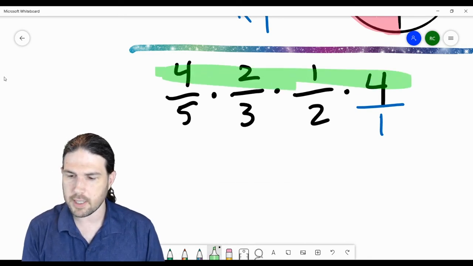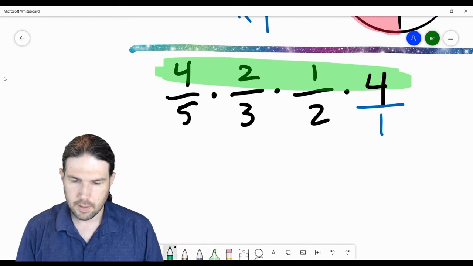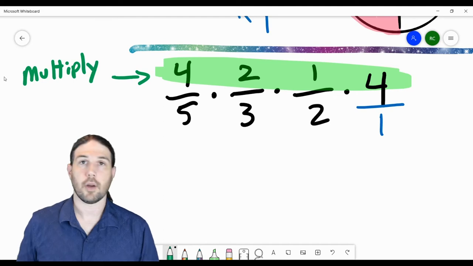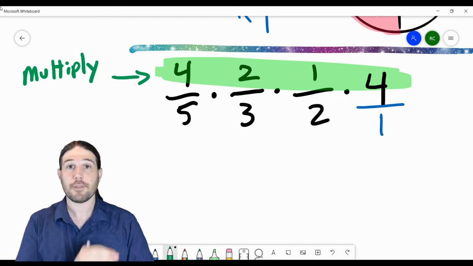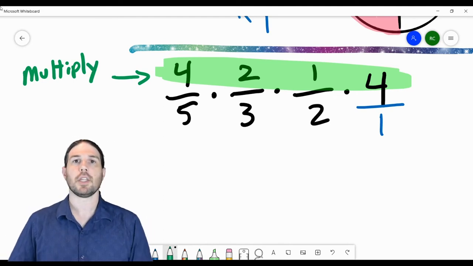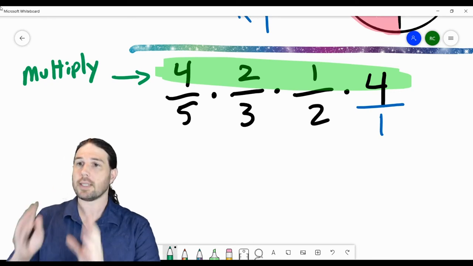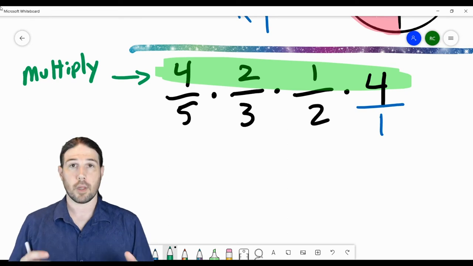Everything here across the top, that's all multiplying, okay? All the stuff on the tops of the fractions, those are all numbers that you are multiplying by, okay? So you're going to have 4 times 2 times 1 times 4, okay?